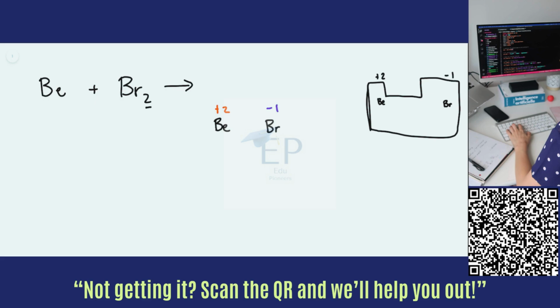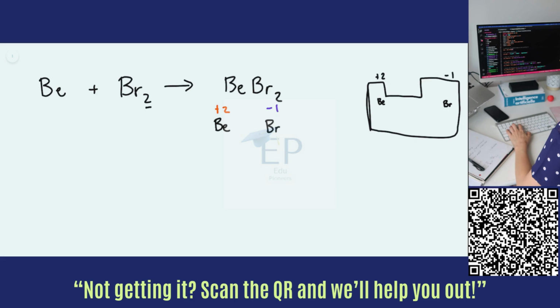So now what we need to do is put them together so that the charges balance. If I have 2 positives and 1 negative, that means I will need 2 of those negative charges to balance out with the positive. So I'll end up with 2 bromines paired with 1 beryllium.